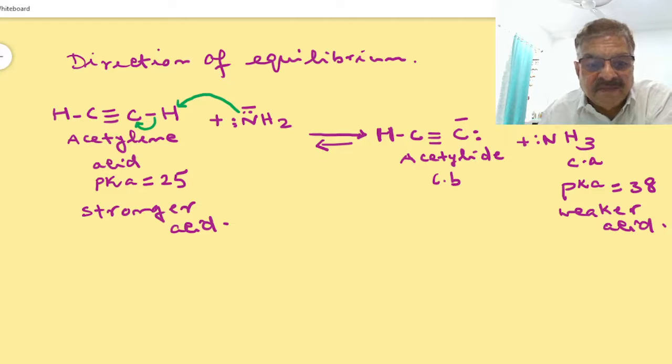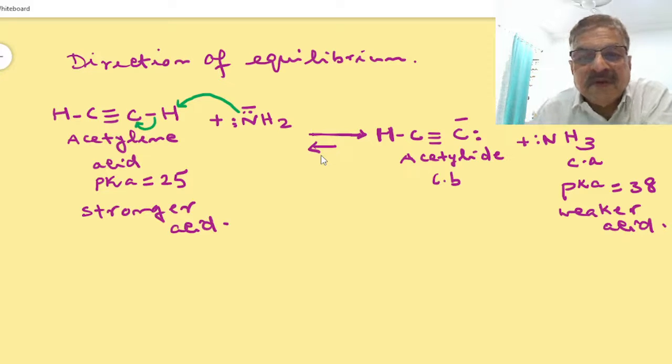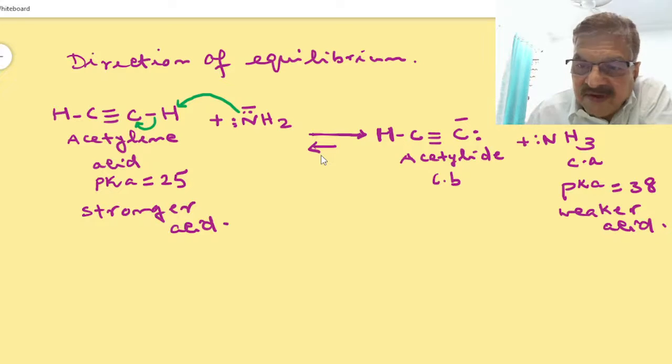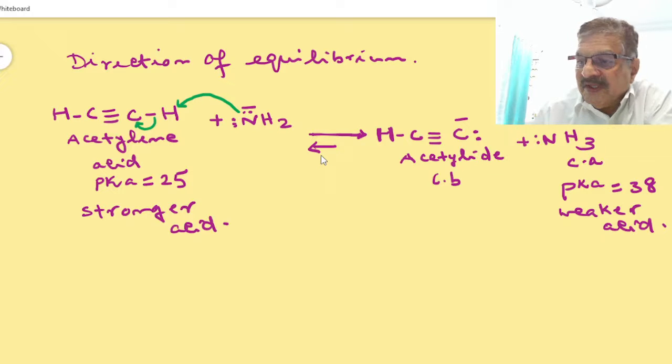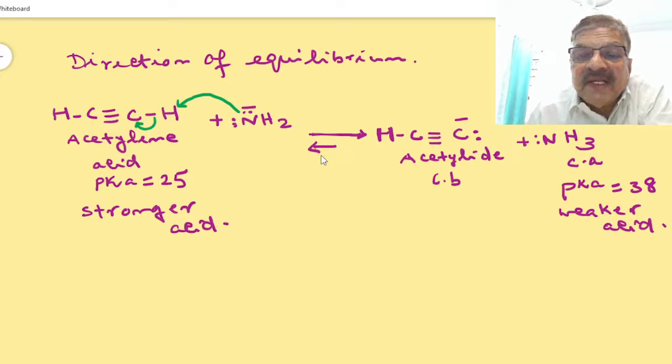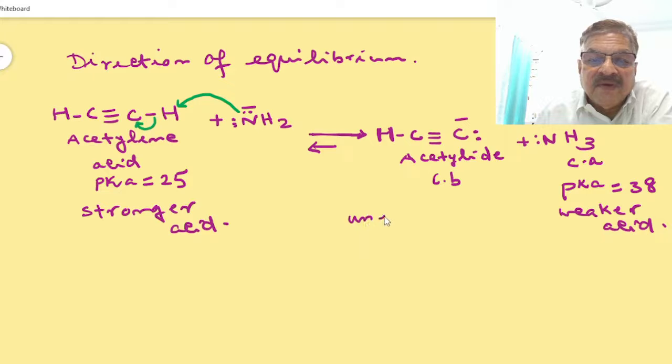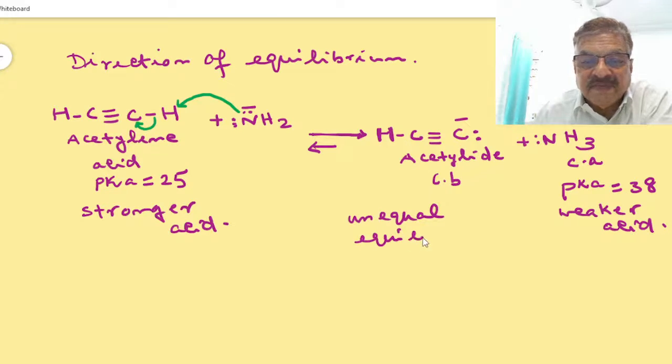One is longer, the other shorter. This is how we have to represent the equilibrium here. See, this is pointing towards the weaker acid. Therefore, the equilibrium favors the direction of the weaker acid, that is the formation of ammonia, with the higher pKa value of 38. This is the unequal equilibrium arrow we have to use here.